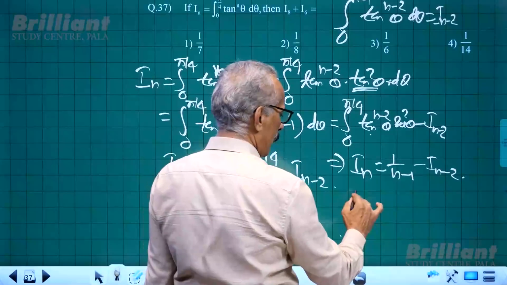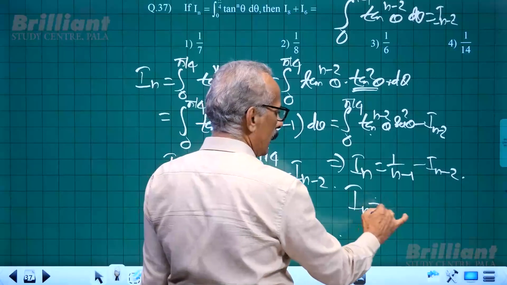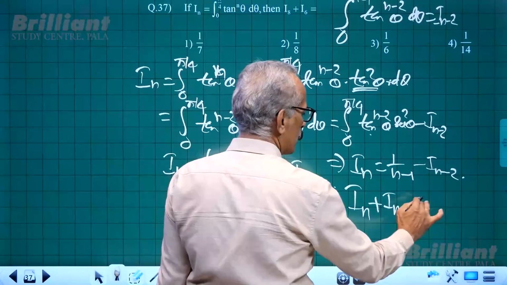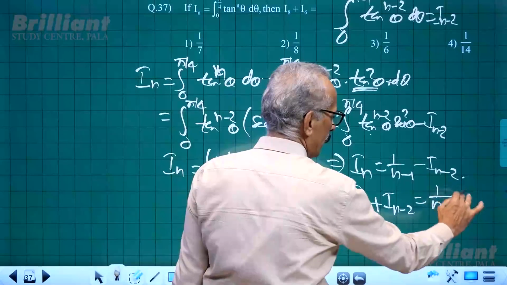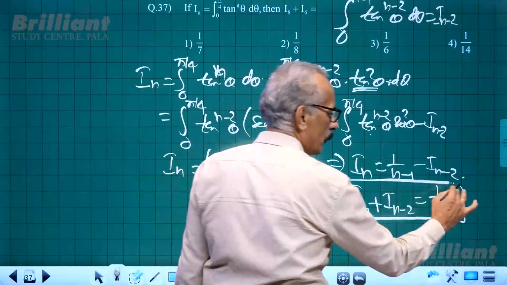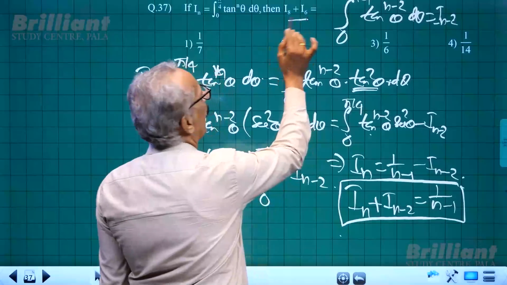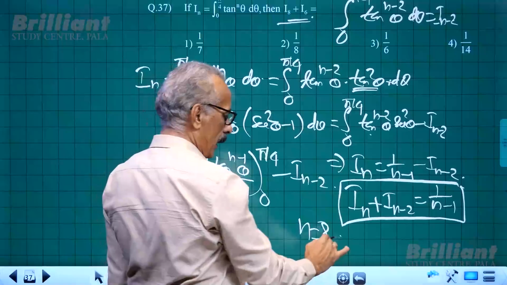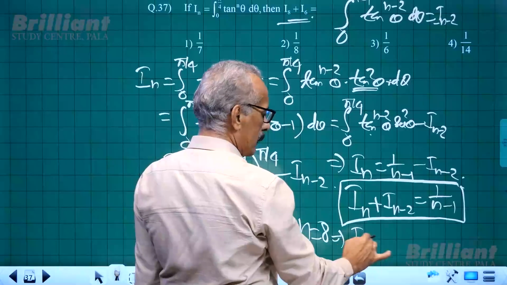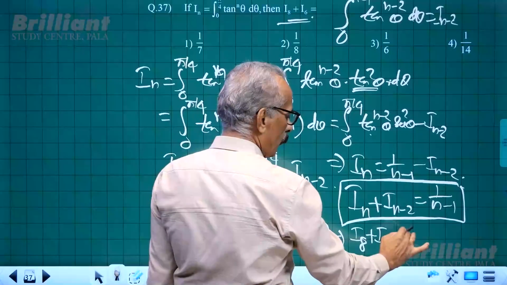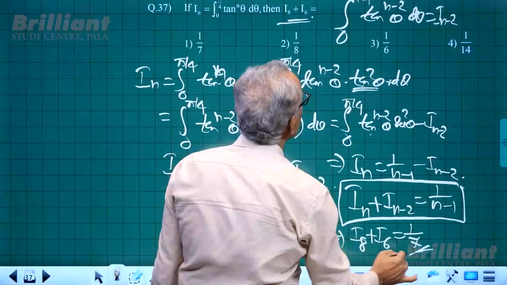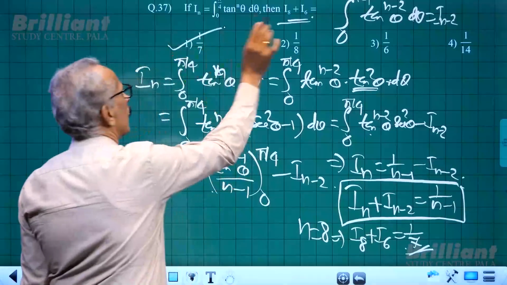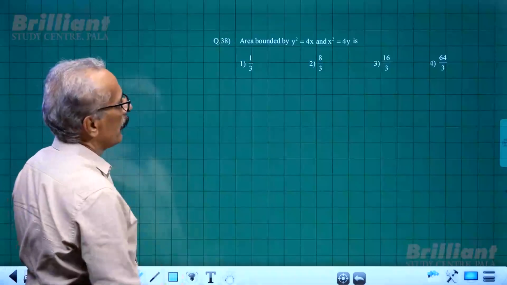Now take it to this side. Therefore, you got a reduction formula: I_n plus I_(n-2) is equal to 1 by n minus 1. That's the general reduction formula. Now, what do you want to prove? I_8 plus I_6. So, you put n is equal to 8. When you put n is equal to 8, this will become I_8 plus I_6 is equal to 1 by 8 minus 1, 7. So, your answer is 1 by 7. Okay. On to the next.